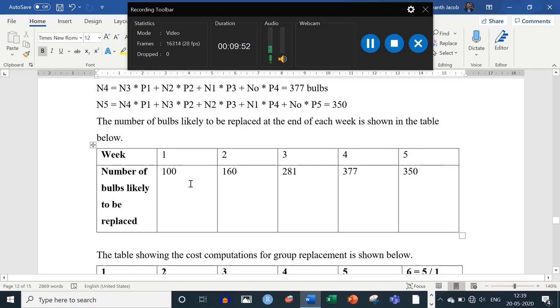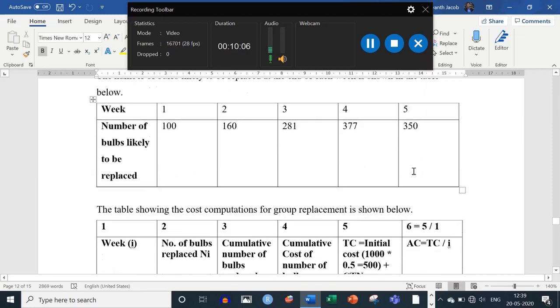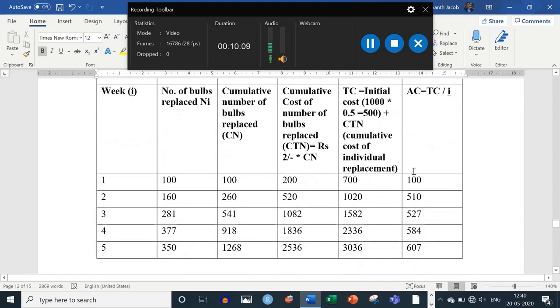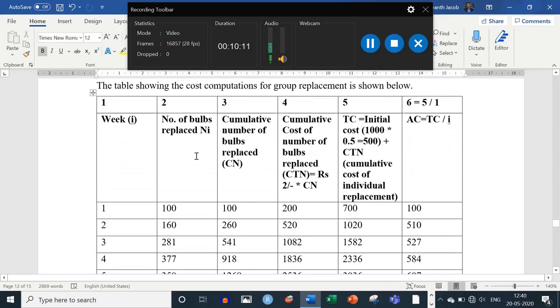First week 100, second week 160, third week 281, fourth week 377, and fifth week 350. Now remember, these are not cumulative number of bulbs that fail. These are the number of bulbs that fail in each of these weeks. Now we'll have to prepare a table like this. The week, number of bulbs replaced, then the cumulative number of bulbs replaced, then cost of the number of bulbs that is replaced individually. This is the individual cost, and this is the total cost, which includes the initial cost plus the cost of individual replacement here, and then the average cost column. Average cost is equal to total cost divided by the week.